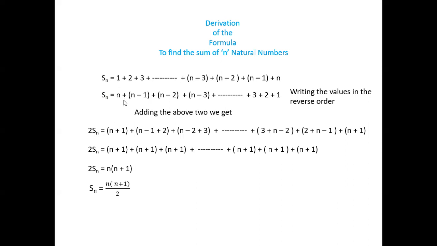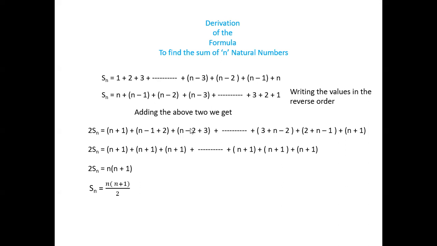We add n plus 1, which is n plus 1. Then n minus 1 plus 2. Then n minus 2 plus 3, and so on it goes, until 3 plus n minus 2, plus 2 plus n minus 1, plus n plus 1. Now see, 2Sn is equal to n plus 1, then 2 minus 1 is plus 1, so it is n plus 1.